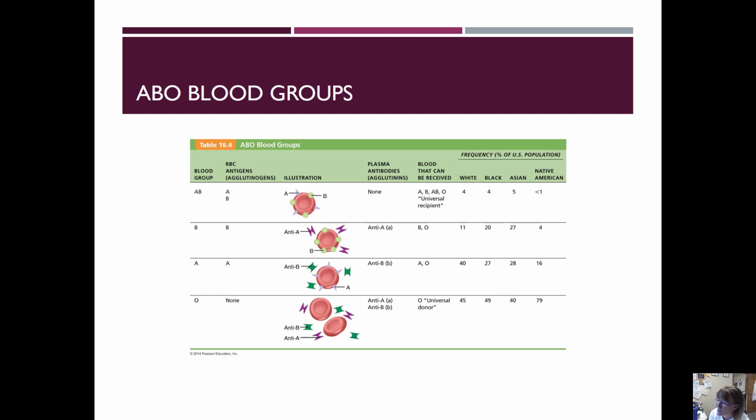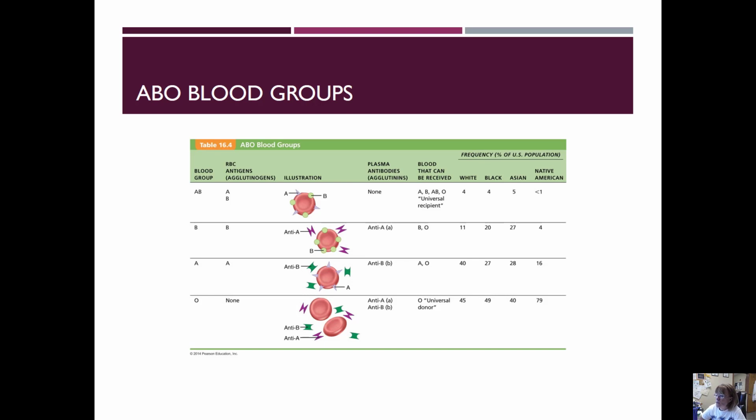Now, in addition to this, we have another antigen called the RH factor, which is a protein that is either present or not present on the surface of the red blood cells. So instead of just having 4 blood types, it gives us 8 blood types. You can be O positive, which means you possess the RH factor. You could be O negative, which means you don't have the RH factor, and then A positive, A negative, B positive, B negative, AB positive, AB negative.